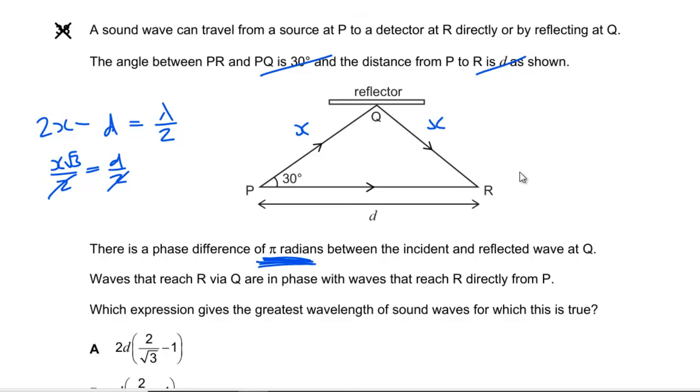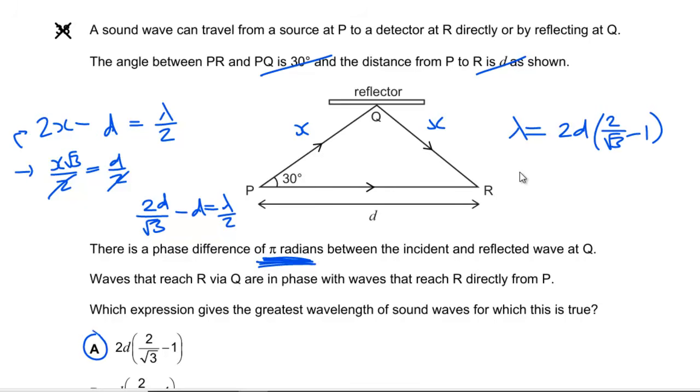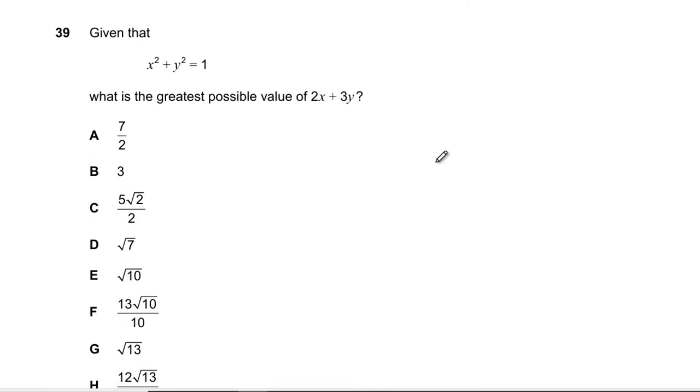Right, so I want to get rid of X. So put this into that. So 2X is going to be 2D over root 3 minus D is wavelength over 2. So the wavelength is going to be 2D times 2 over root 3 minus 1. Oh, it's A. Right, it's the one that's actually on the screen. So that is helpful. Question 39.